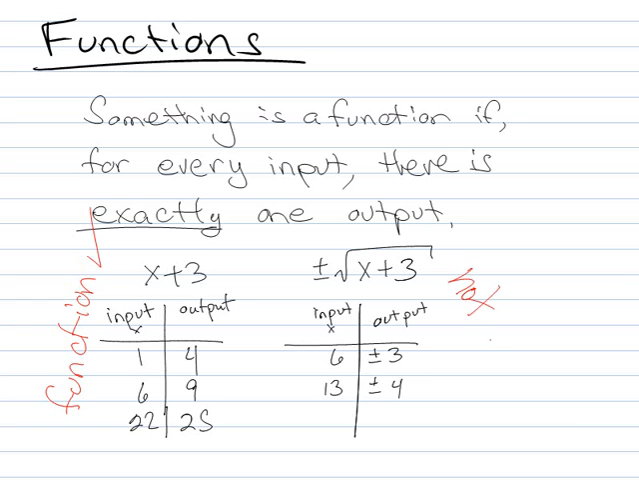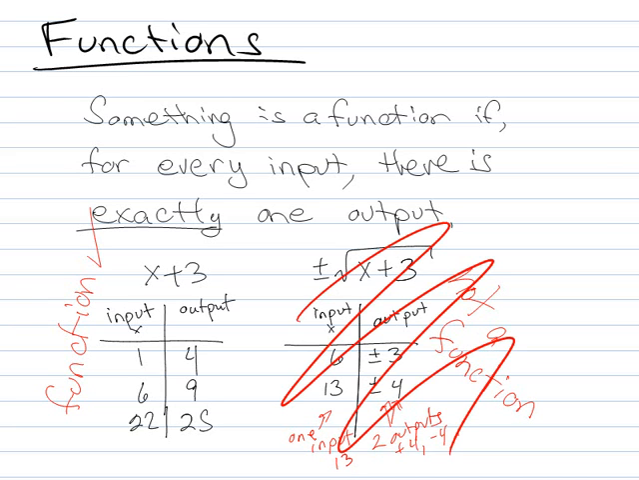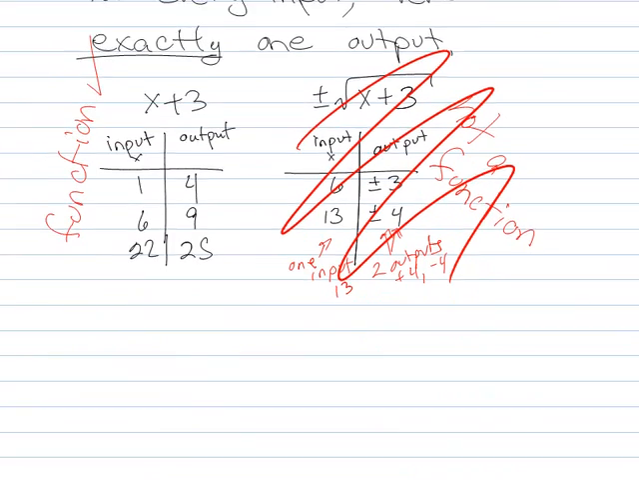This is not going to be a function, because if I give it one input, 13, it gives me 2 outputs, plus 4 and minus 4. So if I give it 13, it gives me 2 different outputs. This would be the equivalent of TurboTax telling you either you owe $4 or you're going to get $4 back. Okay? So that's what we mean by functions. This is not a function. Luckily for us, there's some easy ways to tell when things are functions and when they're not.